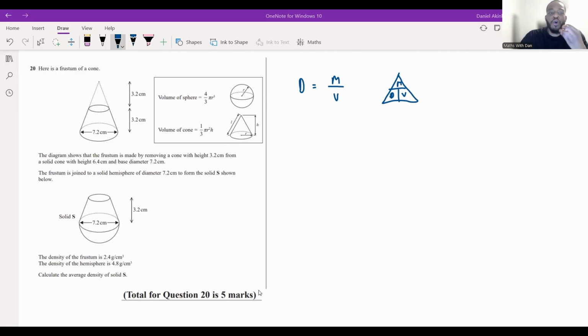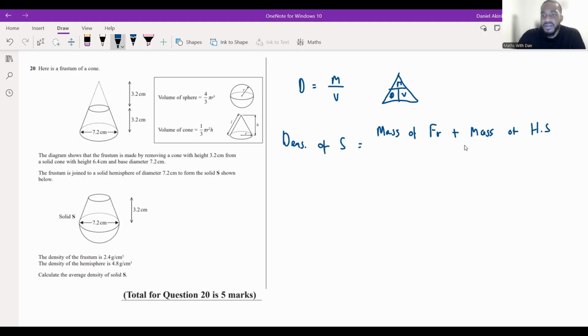So now we're looking for the density of solid S, right? Now, solid S is comprised of two different solids. It's comprised of a frustum and a hemisphere. So what I'm gonna say then is that the density, I'll write like this for short, density of S is gonna equal the mass of the frustum, I'll write FR for frustum, plus the mass of the hemisphere, right? Because the two masses will make the mass of solid S, right?